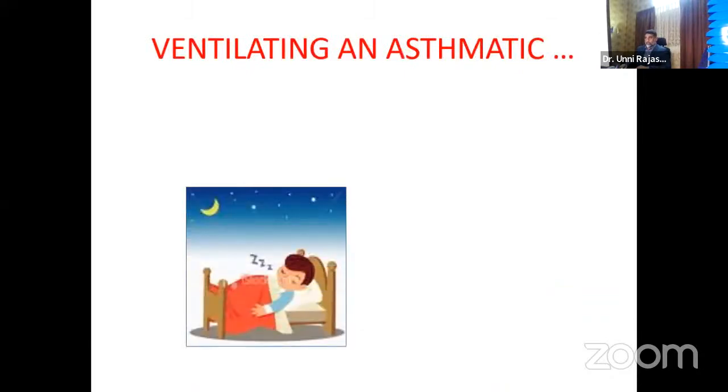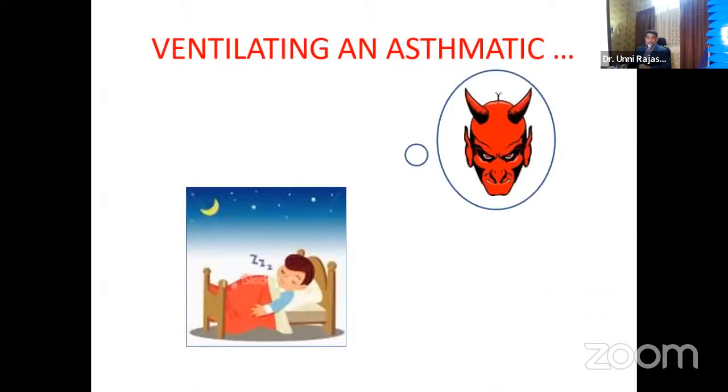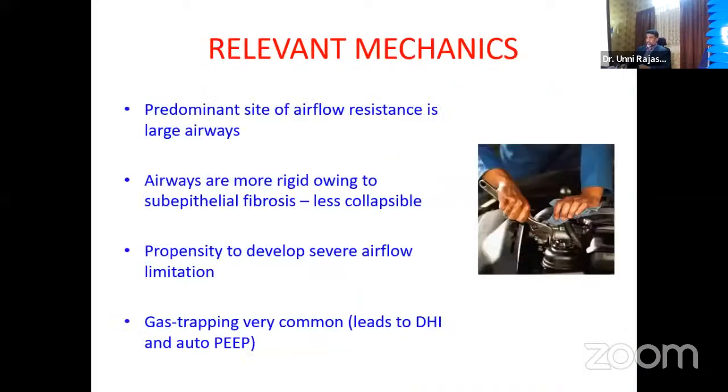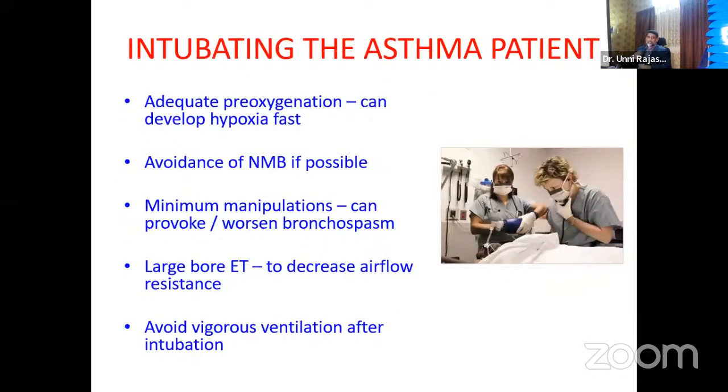Ventilating in asthma, when you go for invasive ventilation, is pretty much a nightmare for any intensivist because of the complexity involved in the management. We need to understand the mechanics. The predominant site of airway resistance, as we know, in asthmatics is in the large airways. There is subepithelial fibrosis, a propensity to develop severe airway limitation, and gas trapping, the so-called auto-PEEP. So intubating asthmatic patients is trickier. You need to give proper pre-oxygenation, avoid neuromuscular agents, use minimal manipulations, a large bore endotracheal tube, and avoid vigorous ventilation after intubation.